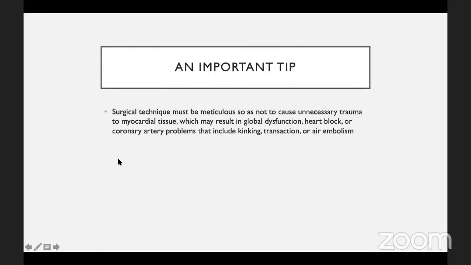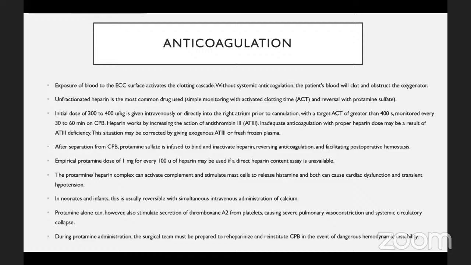An important tip is that surgical techniques must be meticulous so as not to cause unnecessary trauma to myocardial tissue, which may result in global dysfunction, heart block, or coronary artery problems, like kinking or transection, or even air embolism. Next, the anticoagulation management of the extracorporeal circuit: exposure of blood to the circuit surface activates the clotting cascade. Without systemic anticoagulation, the patient's blood will clot and obstruct the oxygenator.